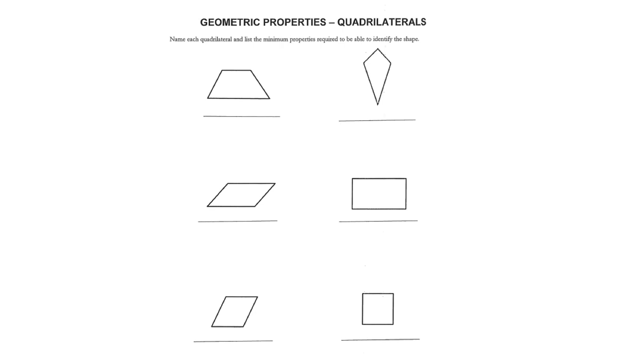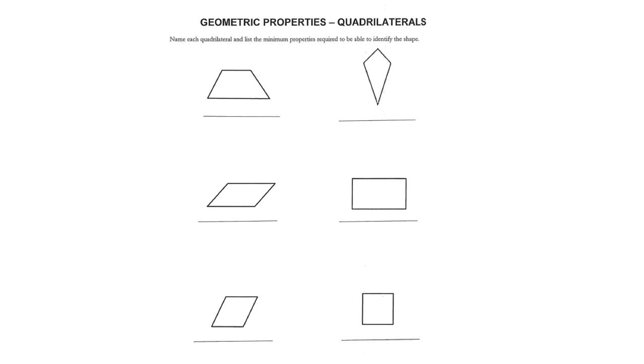Where we're going to go for the next few days is you're going to have to prove that certain shapes are what they are. So for instance, at some point I'm going to ask you to prove that something is a rectangle. So in order to do that, we're going to have to talk about what are the properties of a rectangle. And we're going to do that with both quadrilaterals and triangles.